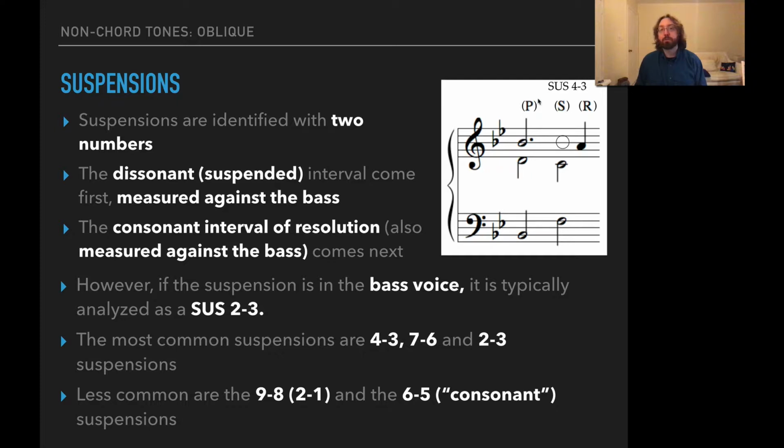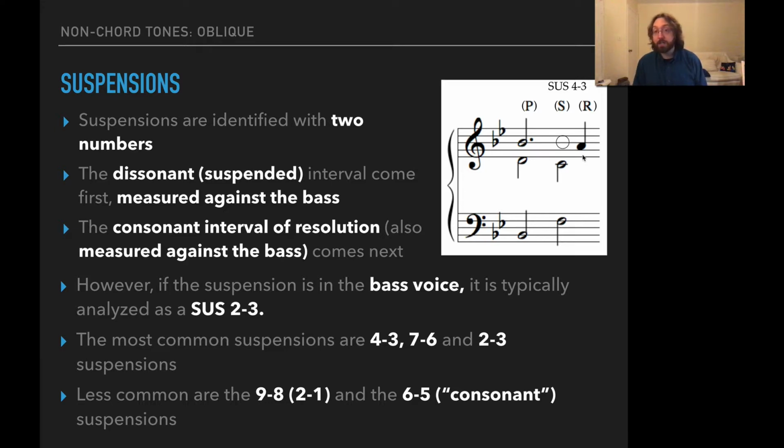So let's go back to our preparation, suspension, and resolution. Here we have the suspended note, that B flat, and we're going to measure it above the bass. It's an octave and a fourth. And we're just going to reduce that down to 4 because life's too short. So we write that dissonant note first, and then we write the consonant note of resolution afterwards. So that's F up to A. Again, we're measuring against the bass, and that gives us a sus 4-3. The B flat is a fourth above the bass, and the note of resolution is a third above the bass, hence 4-3.